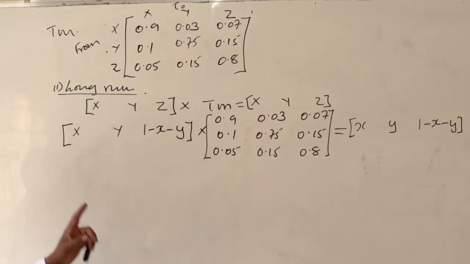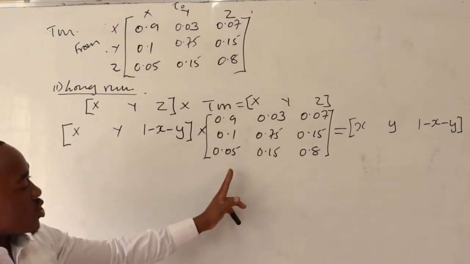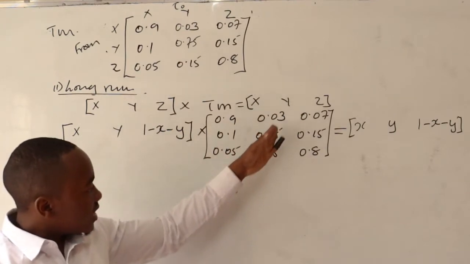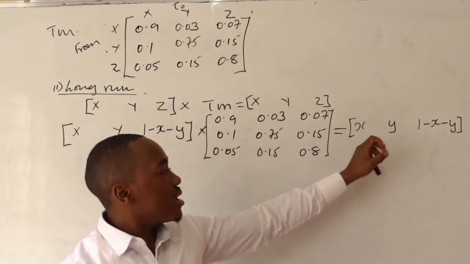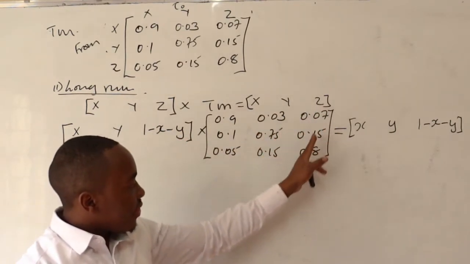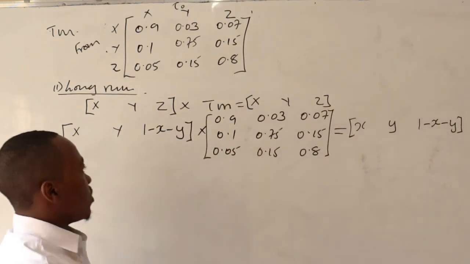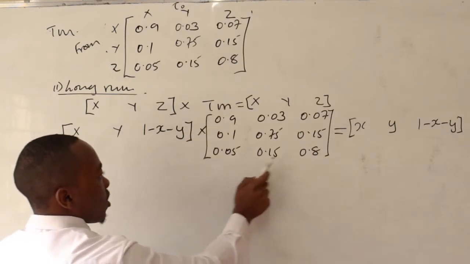So now let's start solving. First row, first column, you should get X. First row, second column, you should get Y. First row, third column, you should get 1 minus X minus Y. So let's start with the first one. First row, first column to get X.